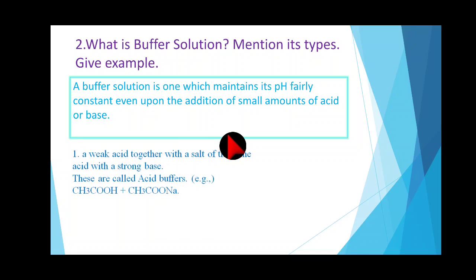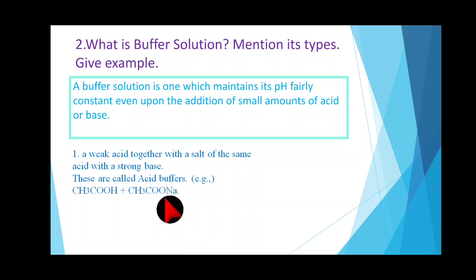Here, what are the types of buffer solution? The first type, acidic buffer solution. A weak acid together with a salt of the same acid with a strong base. Actually, the solution containing acetic acid and sodium acetate.